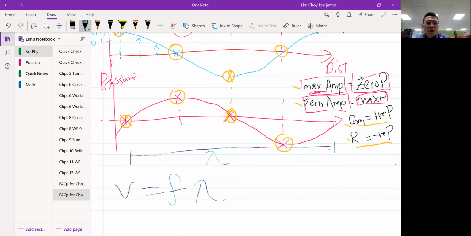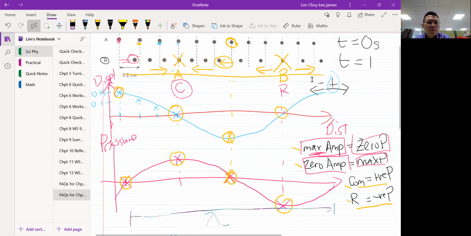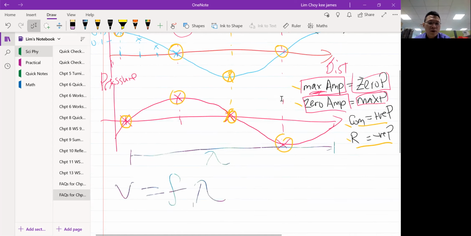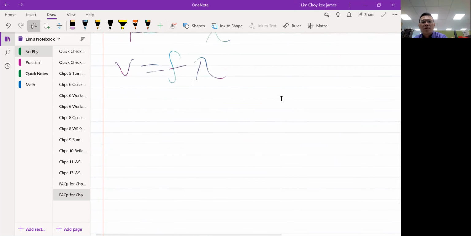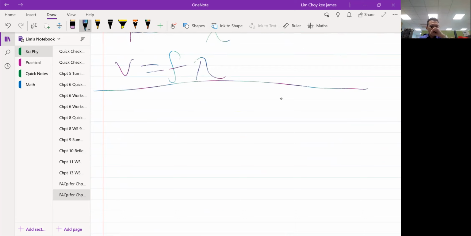Okay, so this is one of the common questions that I get from students, whereby they ask how do I derive the displacement-distance graph, how do I derive the pressure-distance graph from the particles themselves. Okay, you literally have to plot certain things point by point to get the rough shapes that we are looking at.